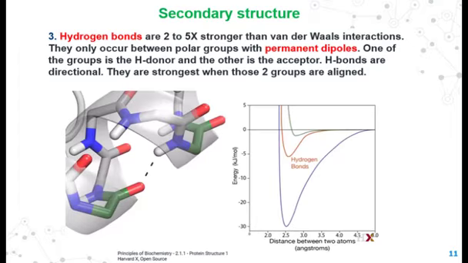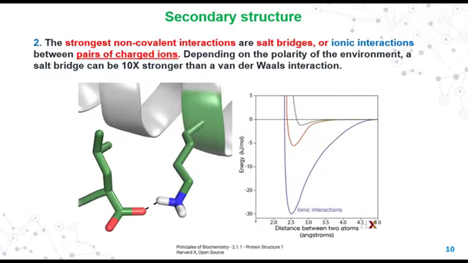They happen between polar groups, think water, or parts of the protein backbone, and they're directional. They like to line up just right. Super important. Okay, H bonds, got it. And the strongest of these non-covalent bunch are salt bridges, or ionic interactions.